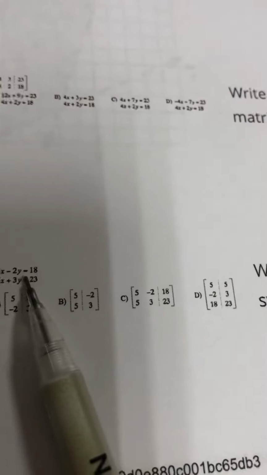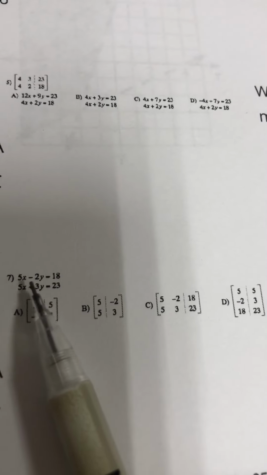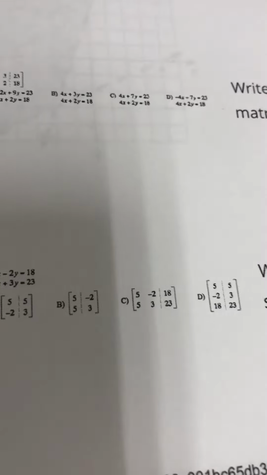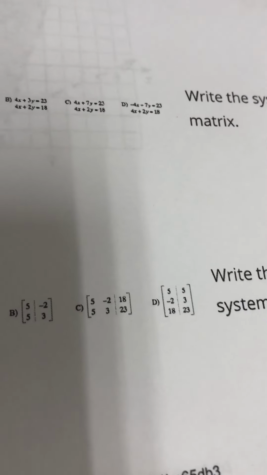And then you're going to go backwards. You're given this. And so on the top line, you're going to have 5, negative 2, and 18. There's only one answer that has that. So write the augmented matrix that corresponds to the system. So you have a system, and now we have an augmented matrix.